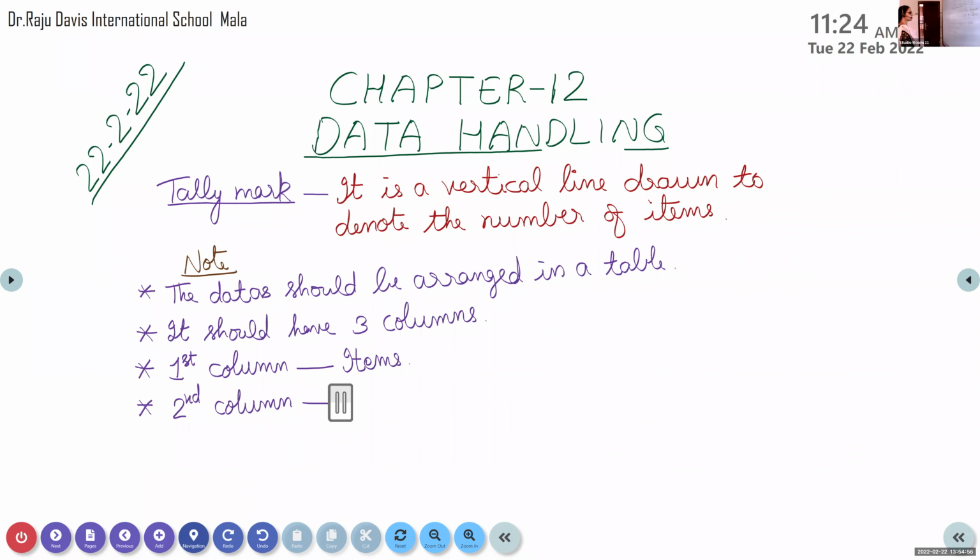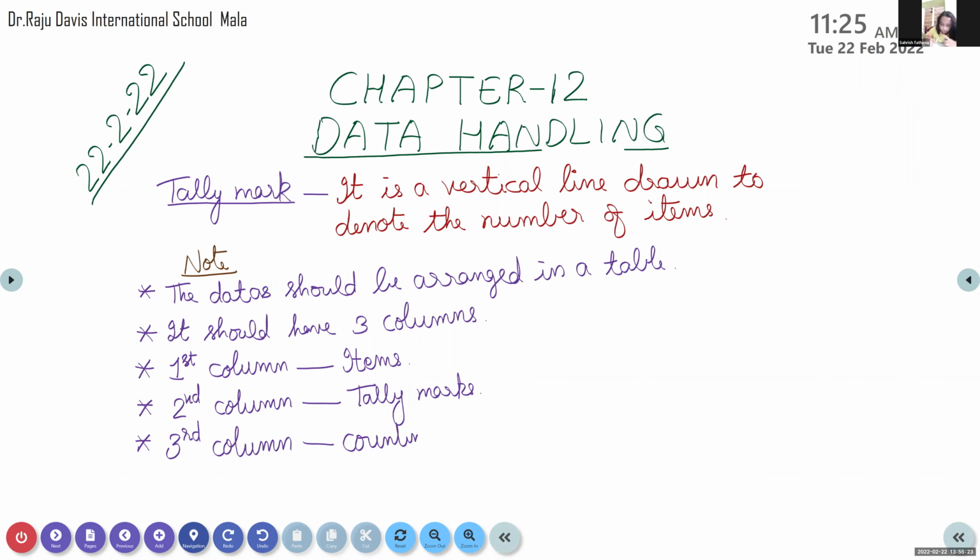The data should be arranged in a table. It should have three columns. First column, items. Second column, tally marks. Third column, counting the tally marks.